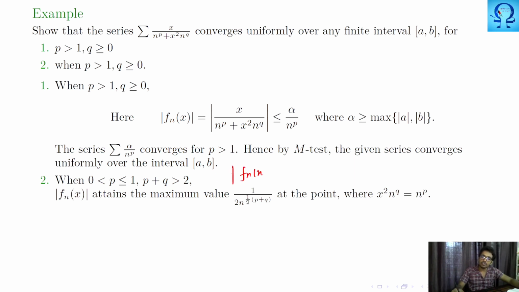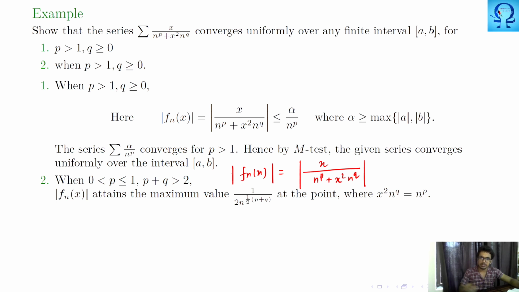Here our f_n(x) is x upon n to the power p plus x squared n to the power q, and p is somewhere between 0 and 1. p plus q is greater than 2. So here we need to do something to find out the maximum value.